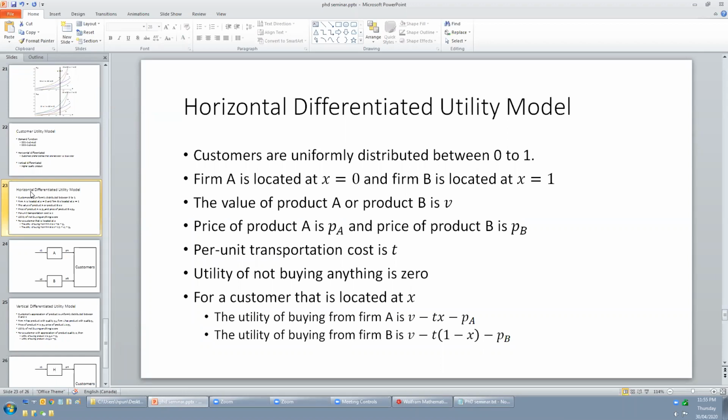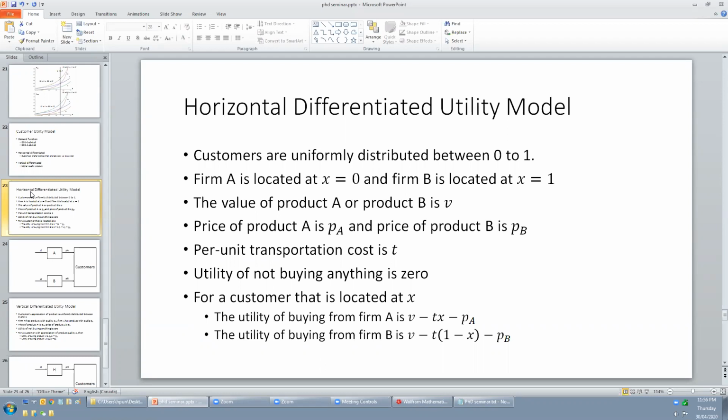But then it depends how much firm A is charging. If firm A is charging a much higher price than firm B, you may actually prefer to buy from firm B. So which company you are going to buy the product from depends on two things. The first is how much price they are charging. The second is what the taxi driver is charging you: T multiplied by X, or T multiplied by 1 minus X.